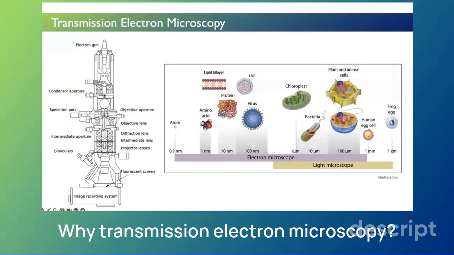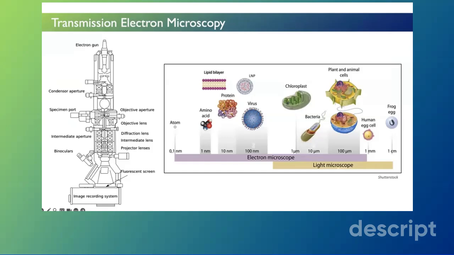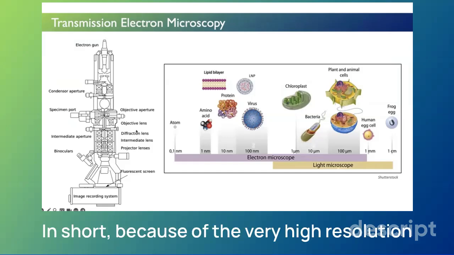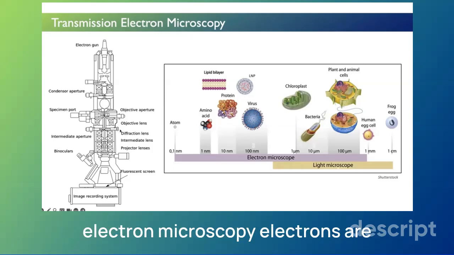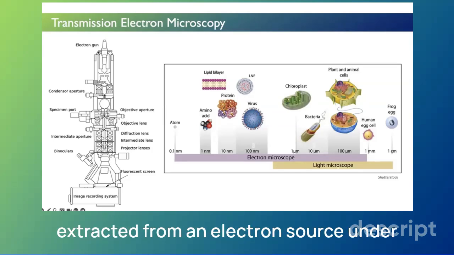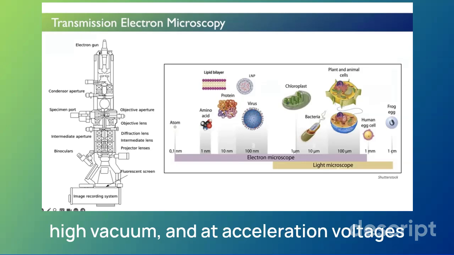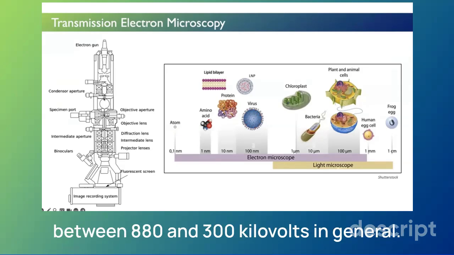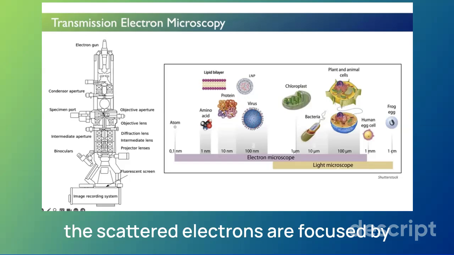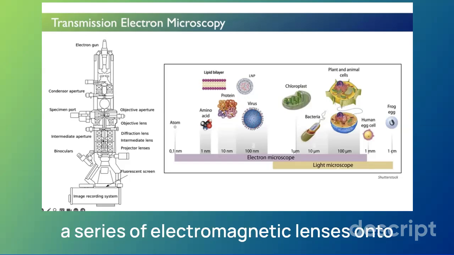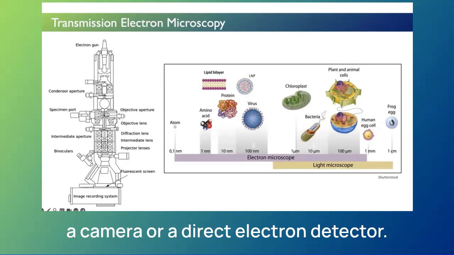Why transmission electron microscopy? In short, because of the very high resolution images we can attain. So in transmission electron microscopy, electrons are extracted from an electron source under high vacuum and at acceleration voltages between 80 and 300 kilovolts in general. After electrons pass through the specimen, the scattered electrons are focused by a series of electromagnetic lenses onto a camera or a direct electron detector.